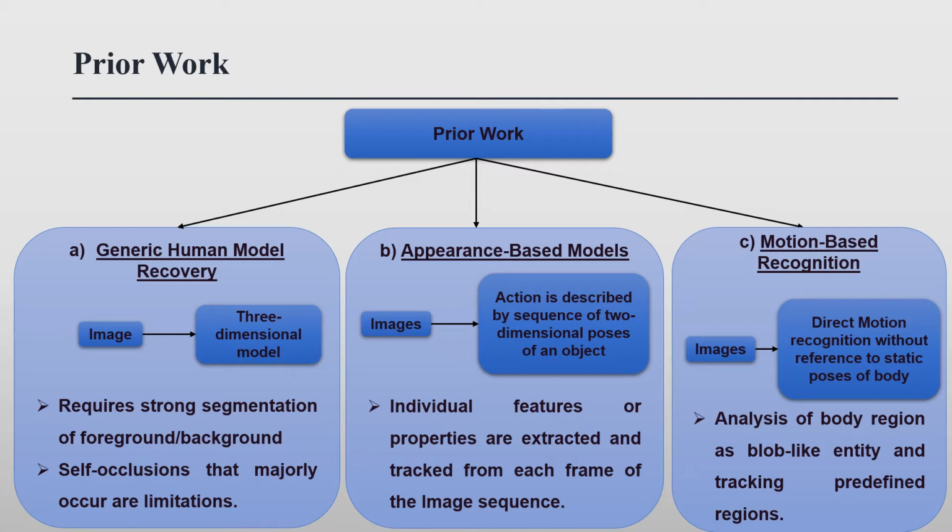Unlike the previous two, the third one is motion-based recognition. In motion-based recognition, the main aim is to directly recognize the motion itself without observing the static poses of the object from the previous frames. In this, the analysis is done by recognizing the body region as a single blob-like entity and then tracking predefined regions like legs, hands and mouth, and defining the movement of a human in motion.